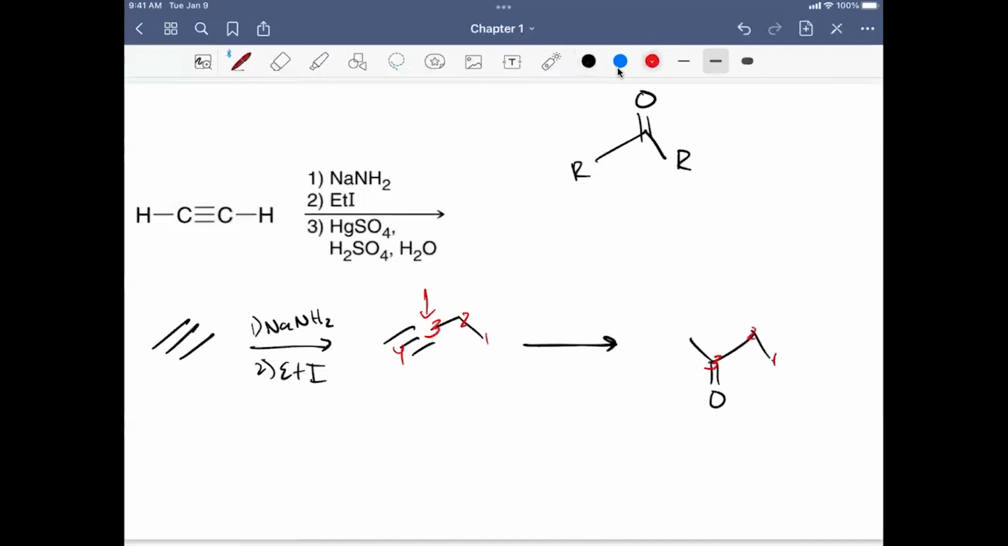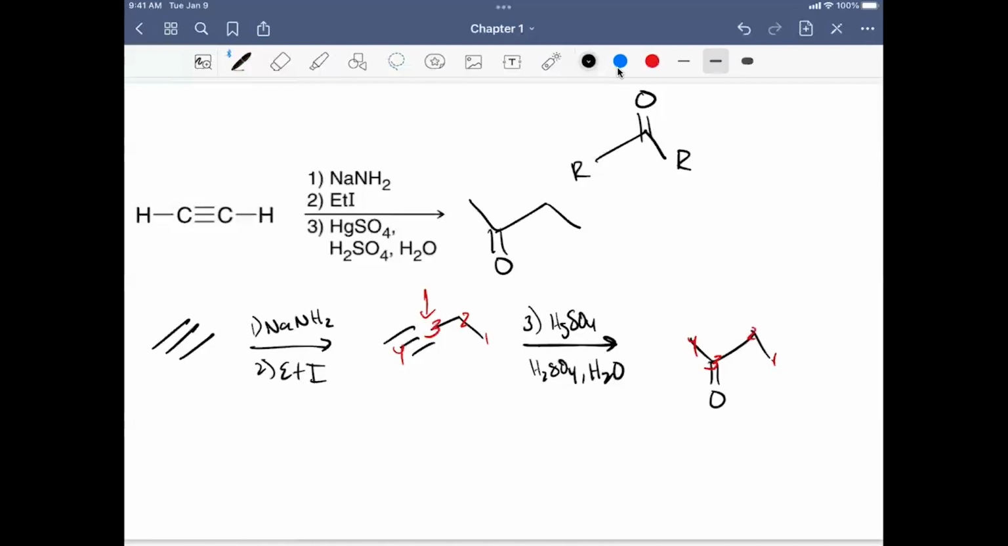1, 2, 3, 4. So that is this, I'll write the third step, I guess. HgSO4, H2SO4, H2O. That is the product. So your final answer should look something like this.